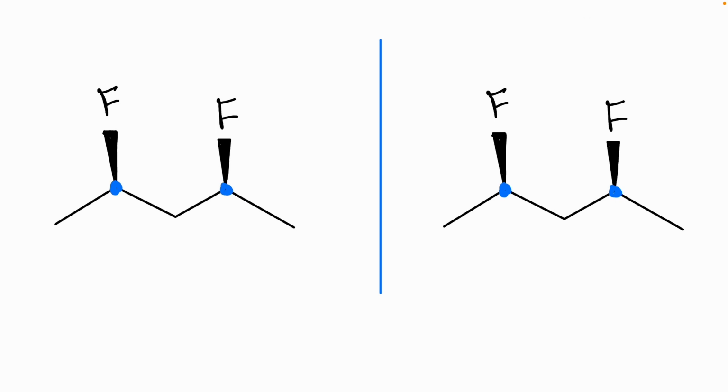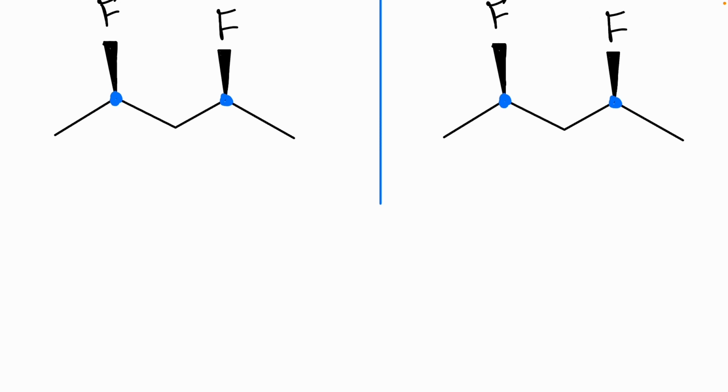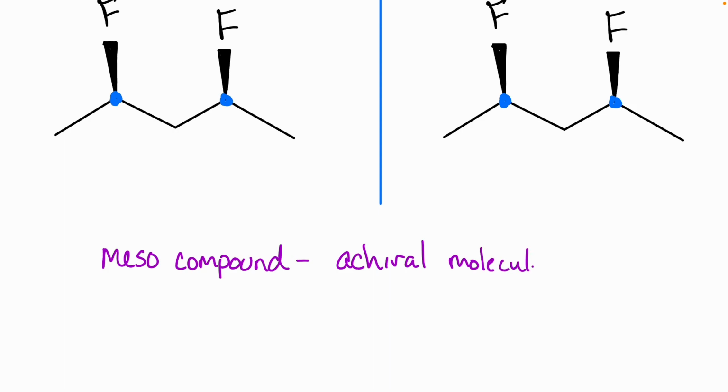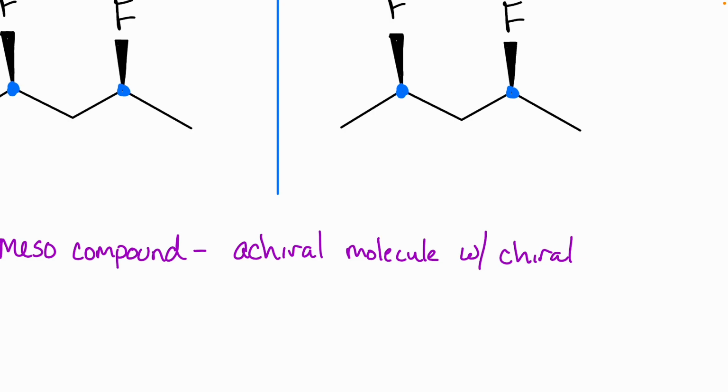We have a fancy name for that because of course we do. These are what are called meso compounds. A meso compound is an achiral molecule with chiral centers.